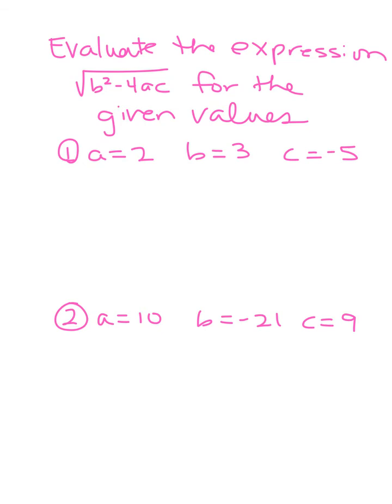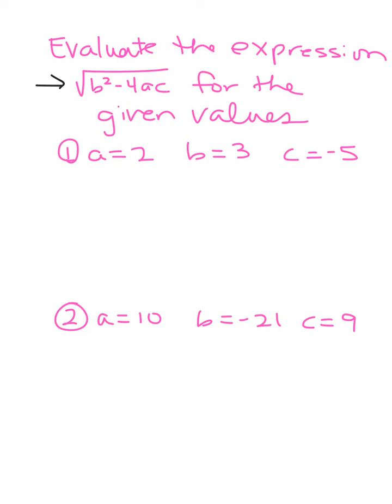Now the last thing we're going to do today is evaluate the expression, the square root of b squared minus 4ac, for the given values. And we like to practice with using this radical symbol and the radicand underneath before we get to the quadratic formula, which we'll get to in the next few lessons. So I'm just going to substitute the values given.